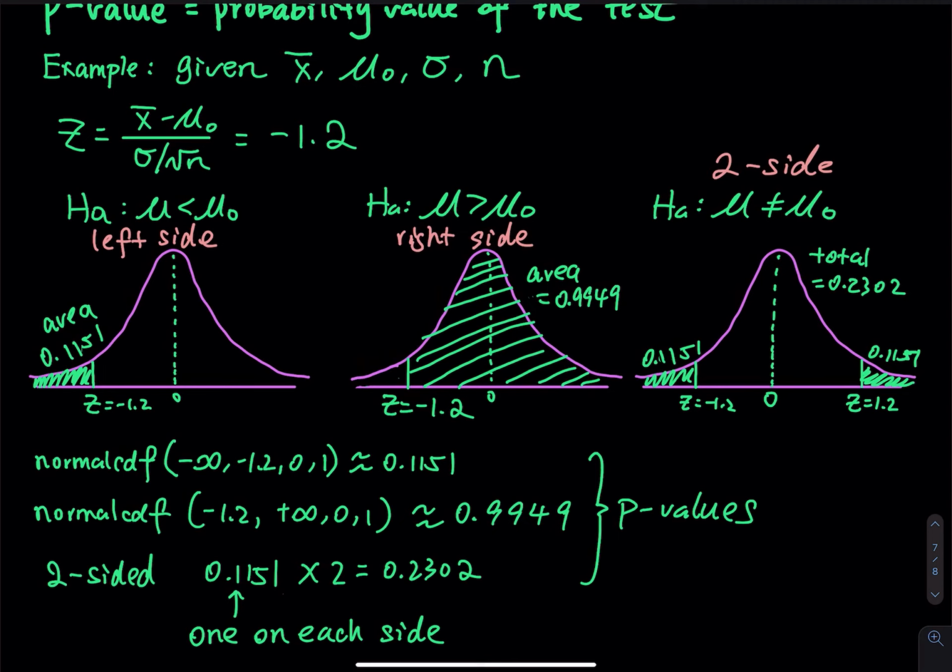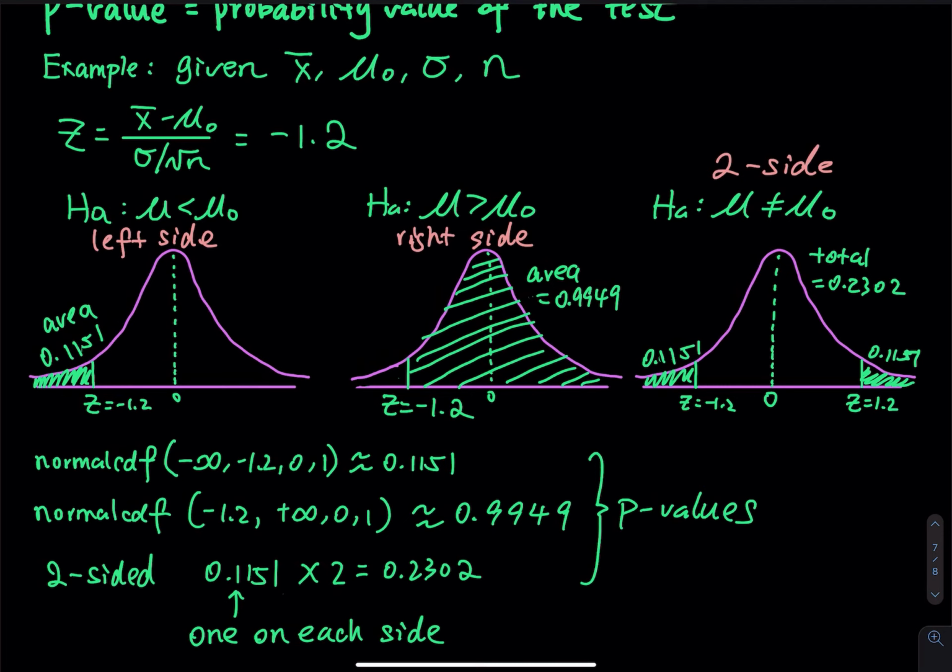And then there are two ways to do it. Either you take 1 subtract the left area, you take 1 minus 0.1151, or you use another normalcdf command. So you go to second VARS on your calculator, and then you choose normalcdf. The left limit is negative 1.2. The right limit is positive infinity because you go all the way to the right. Mean is 0. Standard deviation is 1. You get 0.9949. So that is the area if the test is a right-sided test. How do you decide right, left, or both? The answer is you check out the sign of HA.